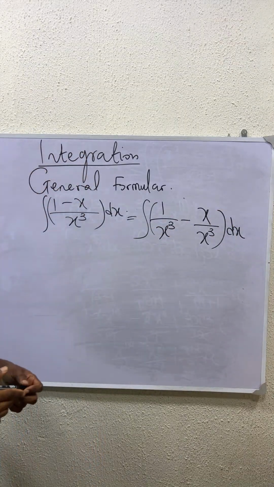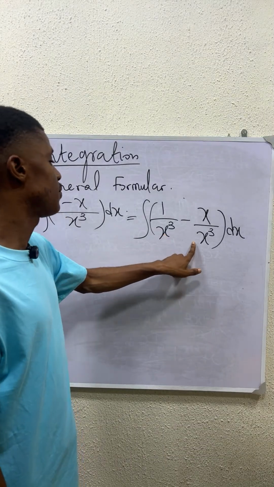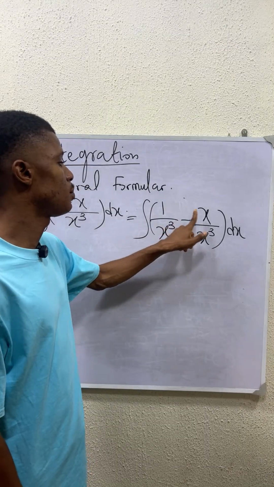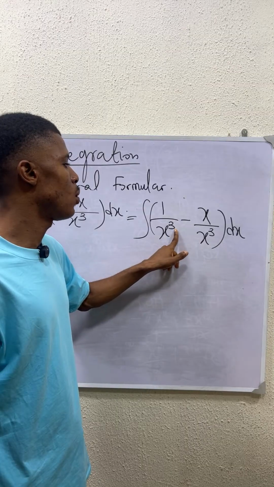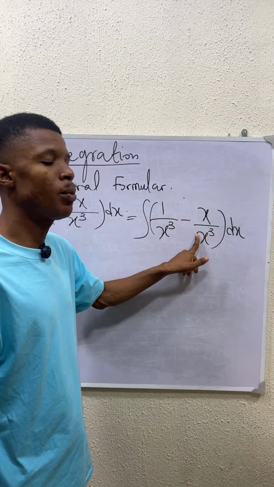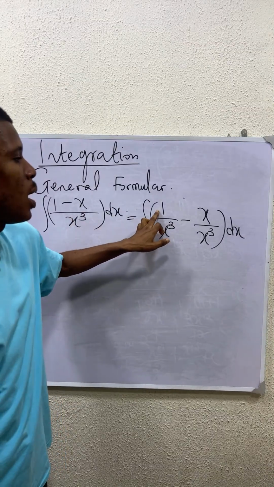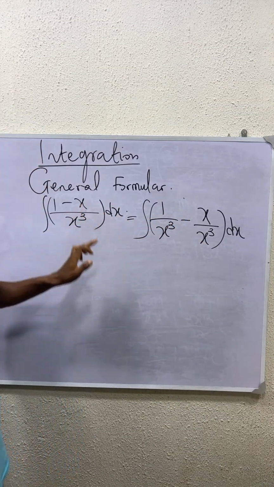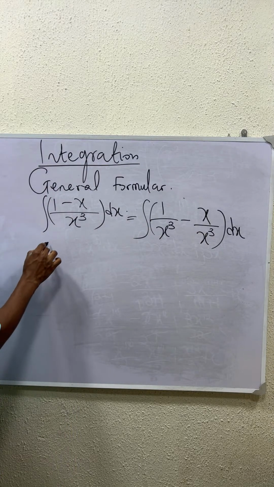This thing is still the same. Do you know the reason why it's still the same? When you are subtracting fractions of the same denominator, you subtract their numerators. So when I subtract 1 over x power 3 minus x over x power 3, I keep the denominator the same. I'm having 1 minus x, which is still here. So nothing changed. So we are still having our integral to be the same.